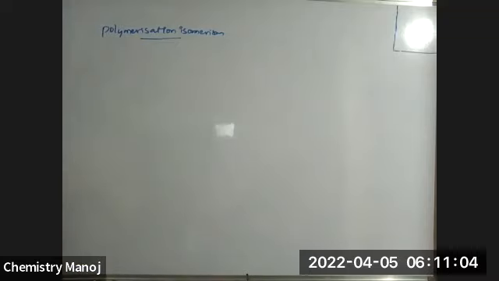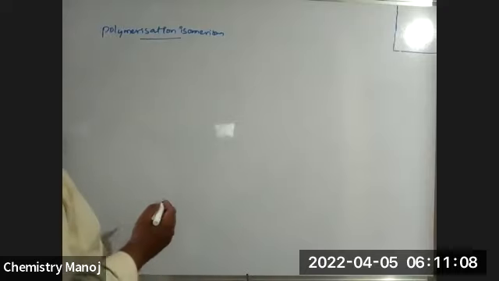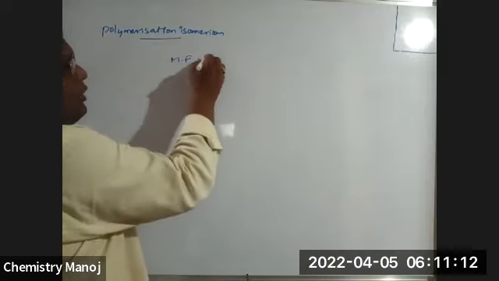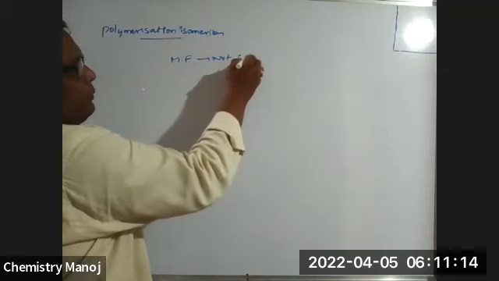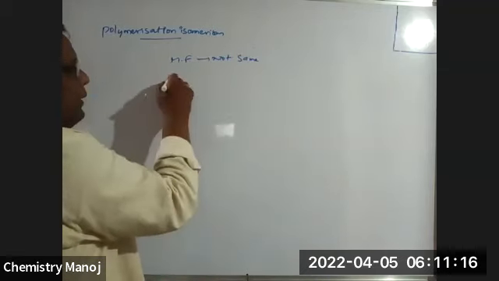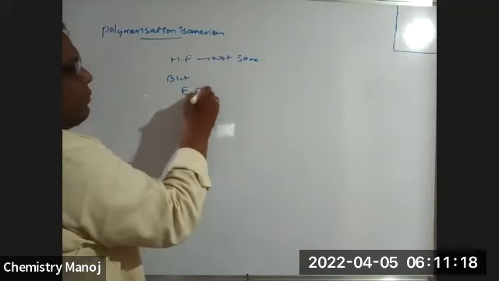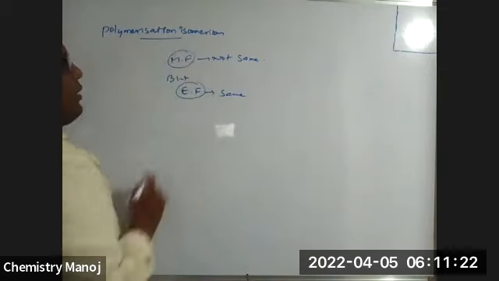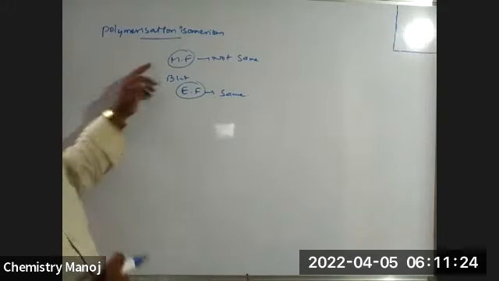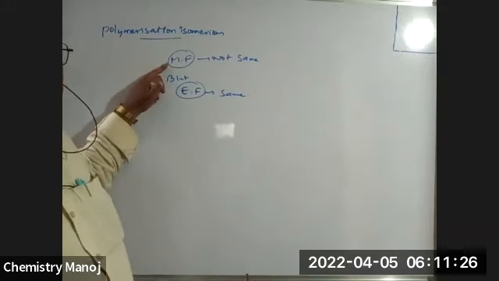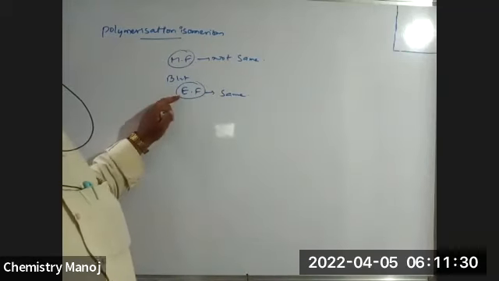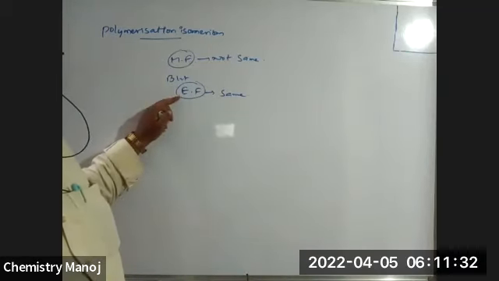Okay. Polymerization isomerism is the last one, I think. Polymerization isomerism means that the molecular formula is not the same, but the empirical formula is the same. Do you know the difference between molecular formula and empirical formula? The molecular formula is the exact number of atoms of an element that exist. The empirical formula shows the simple ratio of atoms of the elements.